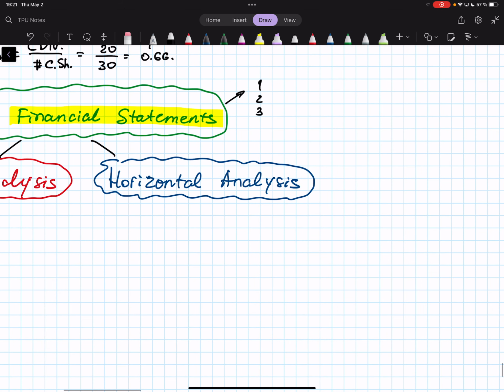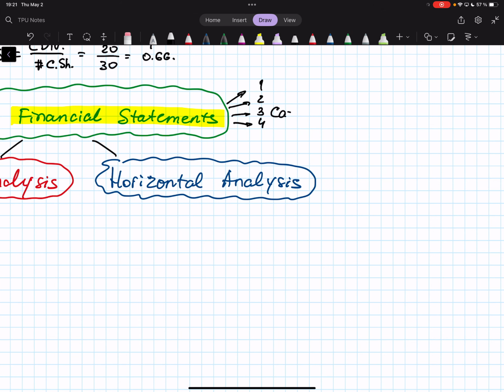1, 2, 3, 4. What are the financial statements we studied? No, just name the statements. Yes, let's take cash flow statement. Balance. Yes, Diana, balance sheet. Income statement. Anybody help?